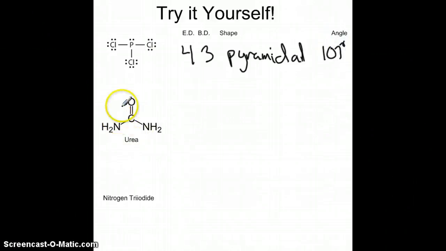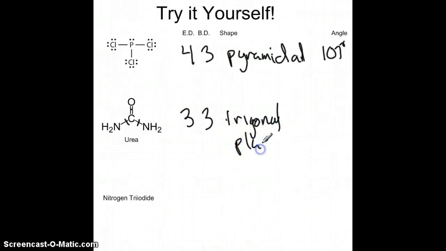Now, here we have urea. This is a compound found in your pee, of course, urea. And here, around the central atom, we have 1, 2, 3 electron domains, and we have 3 bonding domains. So which one is 3 and 3? This is trigonal planar. And trigonal planar has a bond angle of 120 degrees.